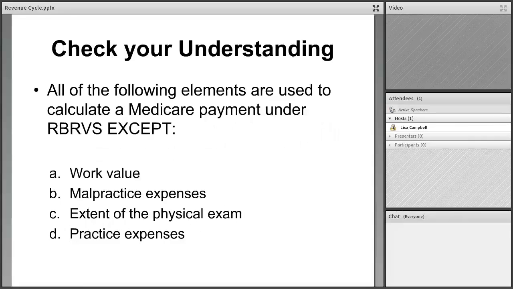Next question. All of the following elements are used to calculate a Medicare payment under the Resource-Based Relative Value Scale, which is the RBRVS, except A, work value, B, malpractice expenses, C, extent of the physical exam, or D, practice expenses. The correct answer is C, because the work, the malpractice, and the practice expense are used to calculate. The question asks, except.